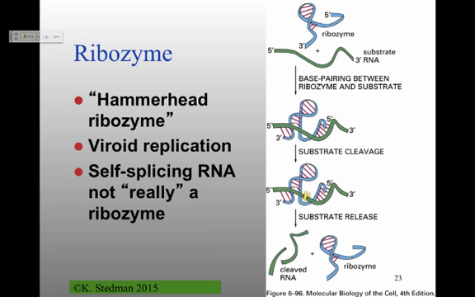Because once you've spliced yourself out, you can't go and splice another intron. And so it's only a single turnover enzyme, what people would say. But curiously enough, this is what one of the guys got the Nobel Prize for, self-splicing introns, which were RNAs that had enzymatic activity. Again, other people argue about whether it's really an enzyme at all. Whereas something like the hammerhead ribozyme is clearly an enzyme, because it does undergo these multiple cycles.